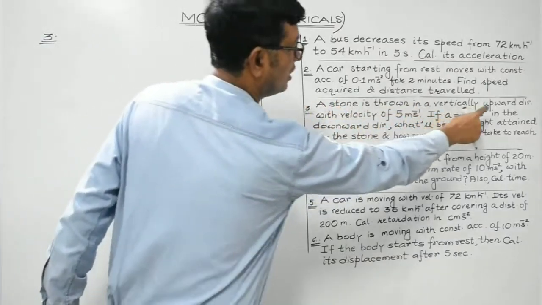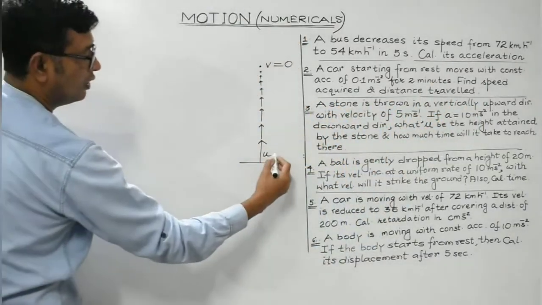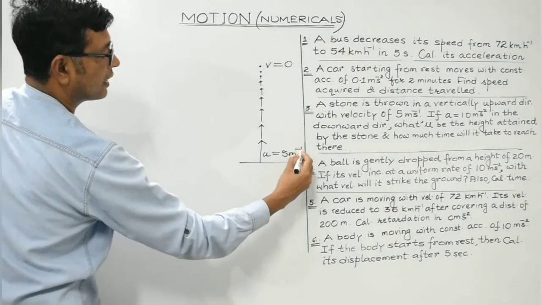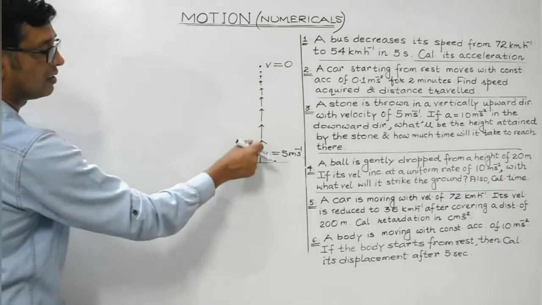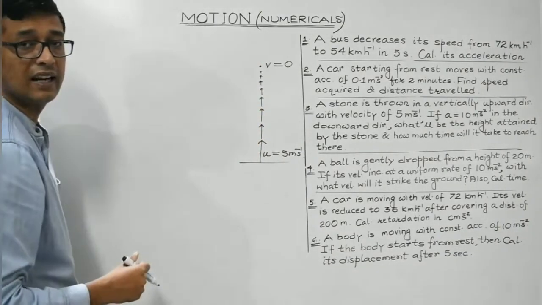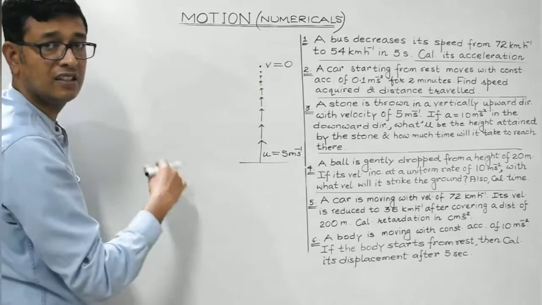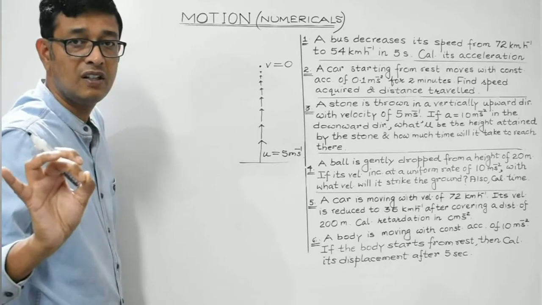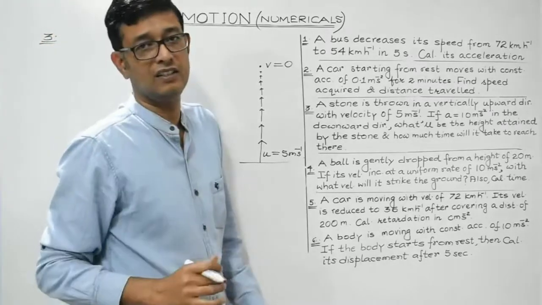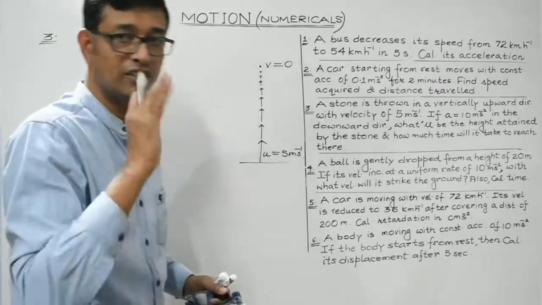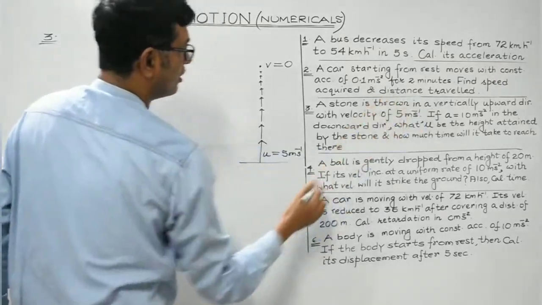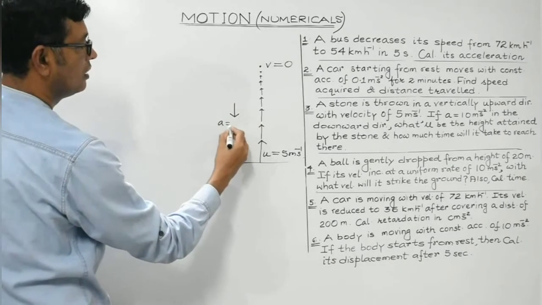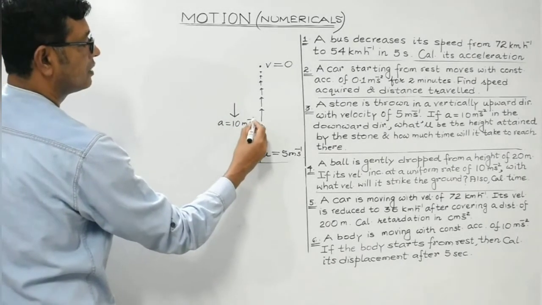A stone is thrown in a vertically upward direction with velocity of 5 meters per second. So u is given to be 5 meters per second. This is the initial velocity, and as it increases its altitude, its speed keeps on decreasing, and eventually at the highest point its final velocity becomes 0. At the highest point, the body stops momentarily. Acceleration is in the downward direction. It's given to be 10 meters per second square.